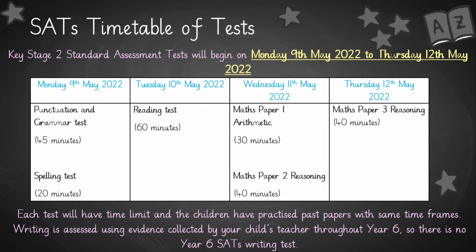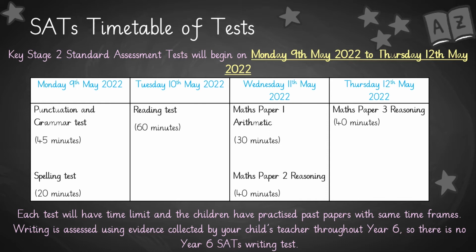Following this, on Wednesday the 11th of May, the children will sit the first 2 of their 3 mathematics papers. Maths paper 1 will be an arithmetic paper that will last 30 minutes and will consist of mainly mathematical calculations. Then, the children will have a brain break before taking paper 2, which is a reasoning paper that will last 40 minutes long, where the children will be given more word problem questions.